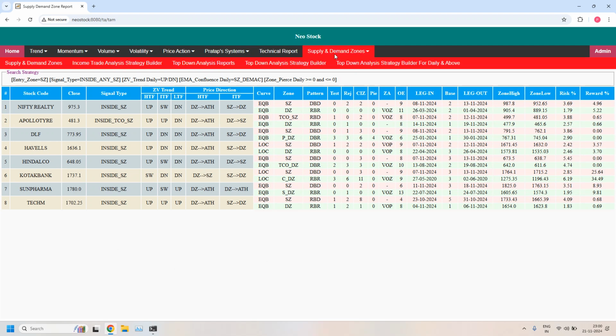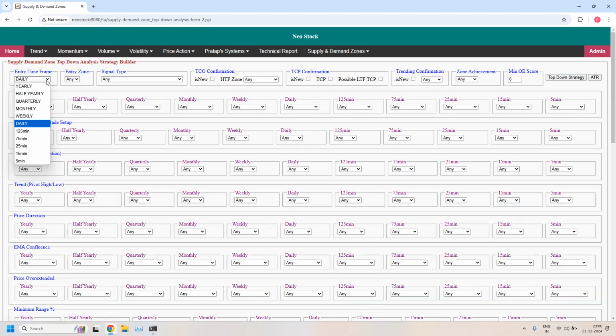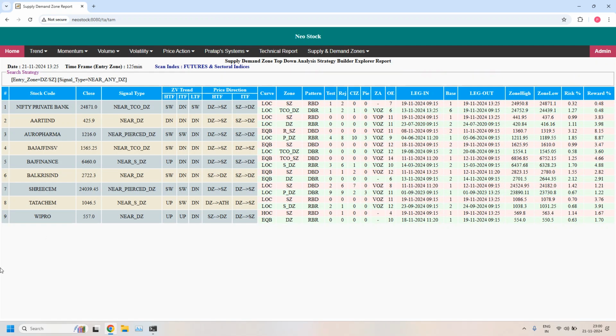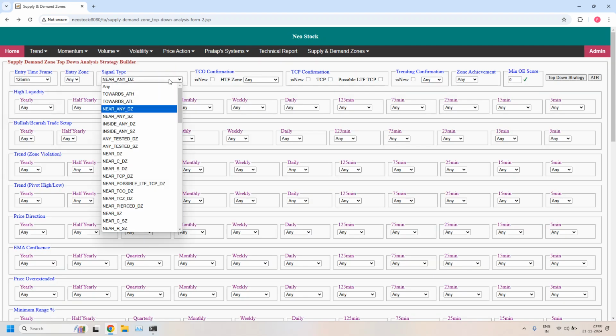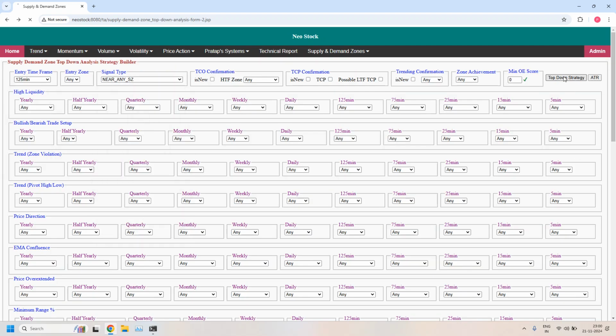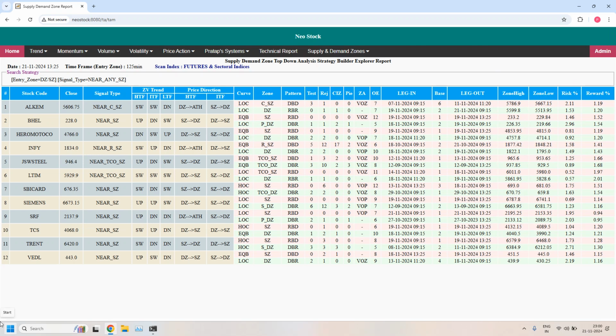So next time frame is 125 minutes. Let's find the stocks near 125 minutes demand zone. 9 stocks are filtered. Next 125 minutes time frame. Let's find the stocks near 125 minutes supply zone. 12 stocks are filtered.